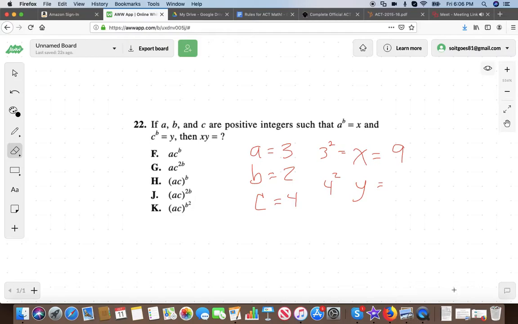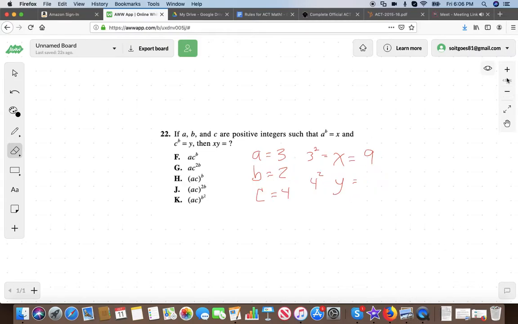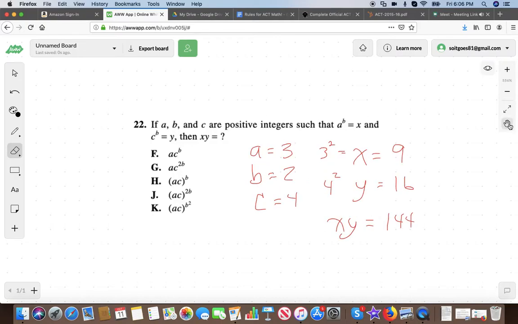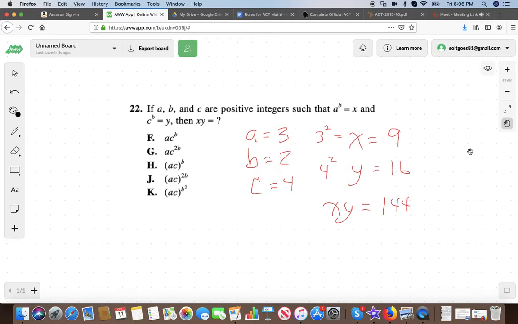My whiteboard is lagging. There we go. Okay, good. Any questions so far? Great. All we got to do is find the answer choice that gives us 144 when a is 3 and b is 2 and c is 4. Does that make sense? Okay. Let's test the answer choices.